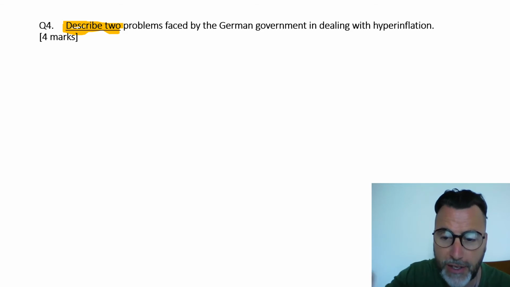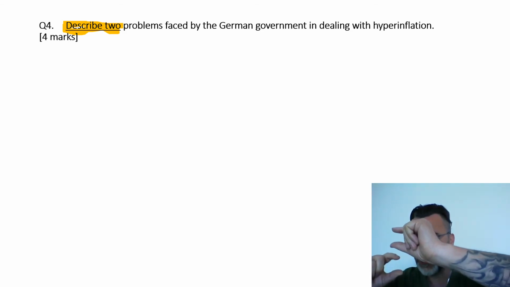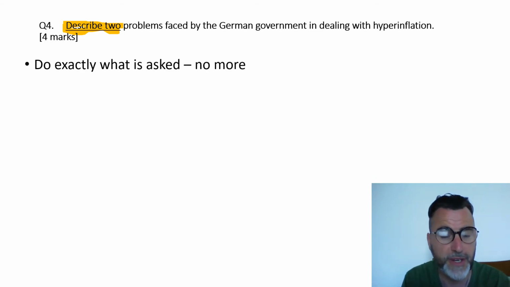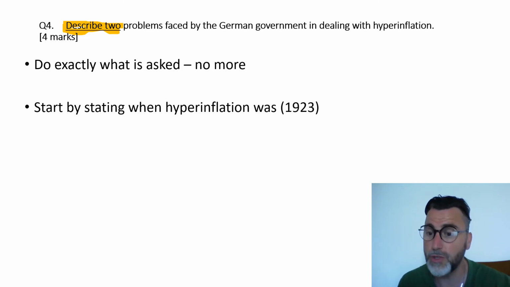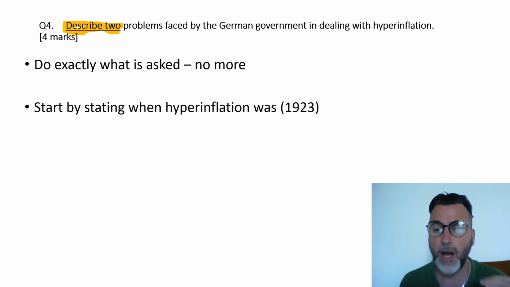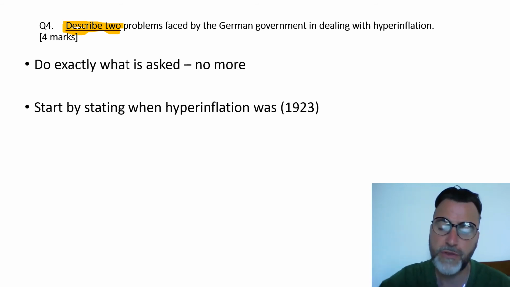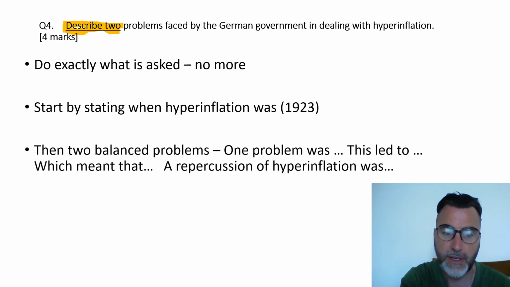Again, equally balanced. Let me get these on the screen, 2 equally chunked parts of that. A couple of sentences each. Do exactly what you're asked to do, always. Start by stating when hyperinflation was. You should know it's 1923, so you can go, look, hyperinflation in 1923 affected the German people and the German government. The problems it caused for the German government: one problem was this, which was a problem because; another problem was this, which was a problem because. So, 2 balanced.